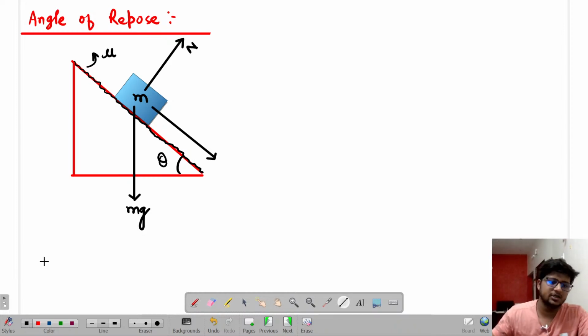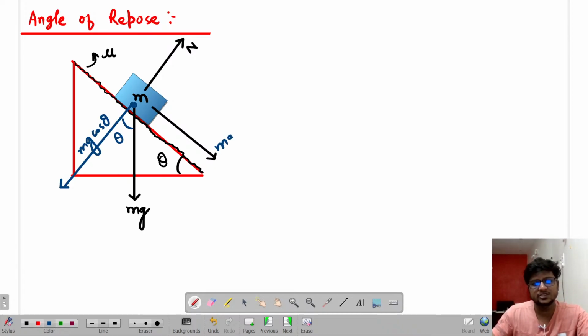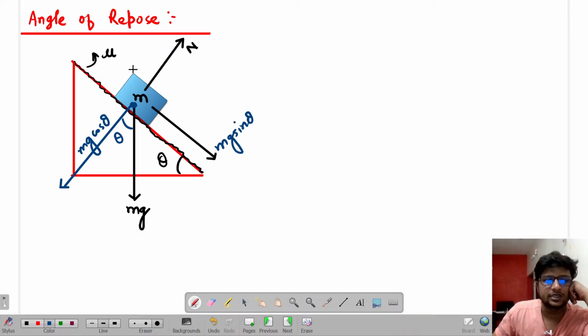Now this mg can be resolved in two directions. I can consider along the direction of normal itself, which is like this way, and we know that this angle is also theta, and this is going to be the component mg cos theta, and along this side it is going to be mg sin theta. Now the idea is that the block always has a tendency to fall downwards with acceleration.